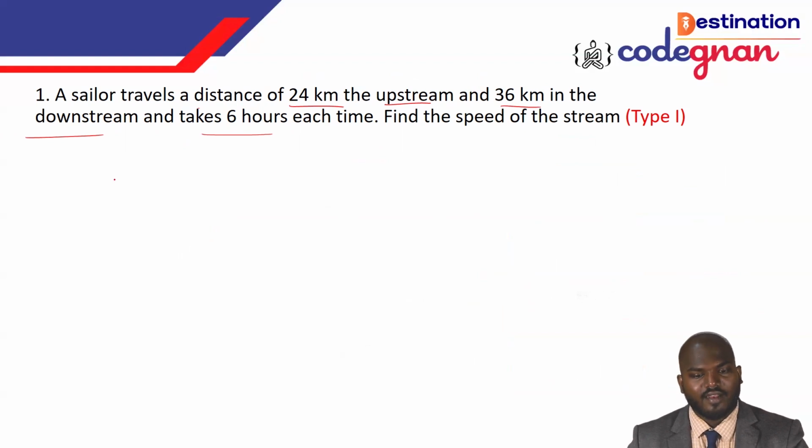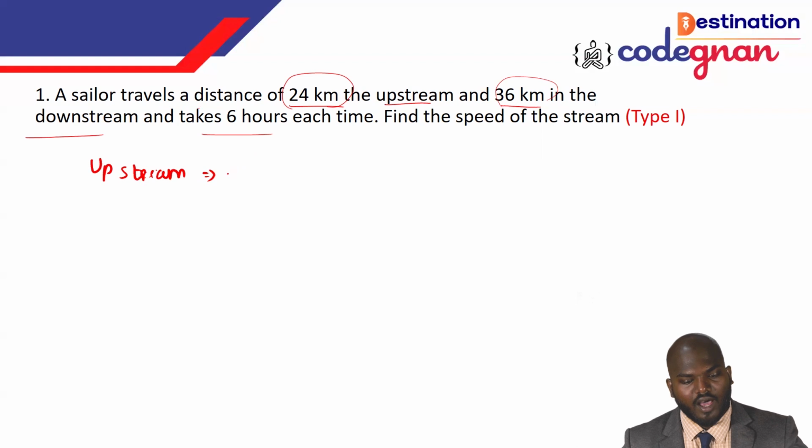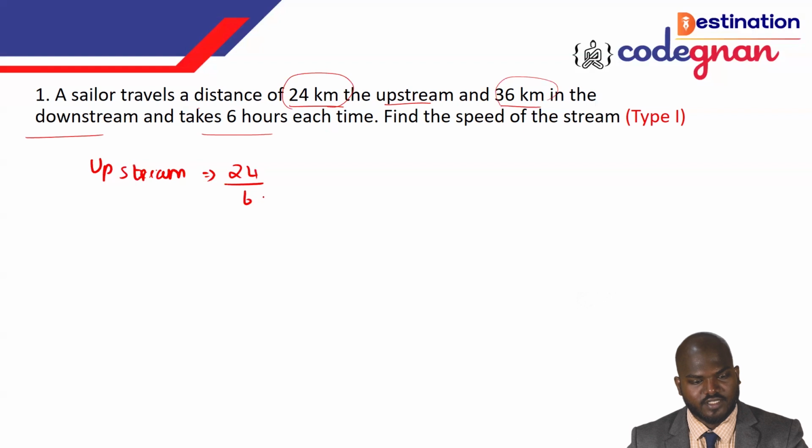First of all, let me consider that they are giving the speeds here: downstream speed and upstream speed. The sailor travels 24 kilometer upstream and 36 kilometer downstream. It is a distance, guys, so we need the speed in kilometer per hour. It takes 6 hours each time, so you can directly take it as 24 over 6, which is 4.